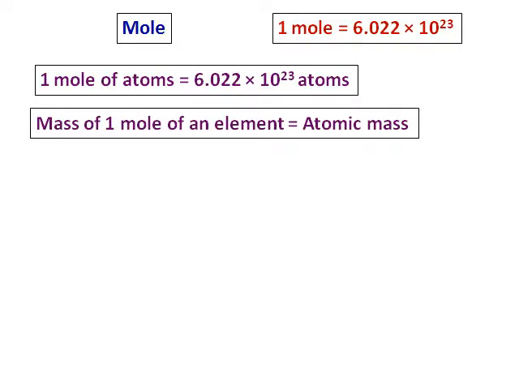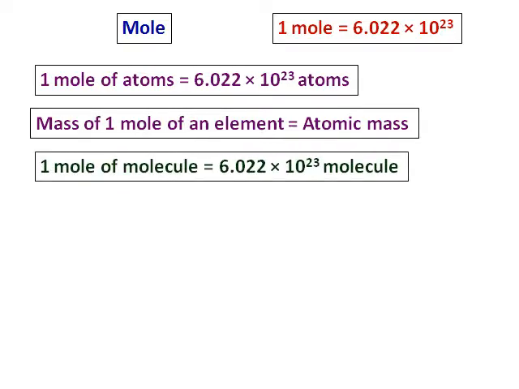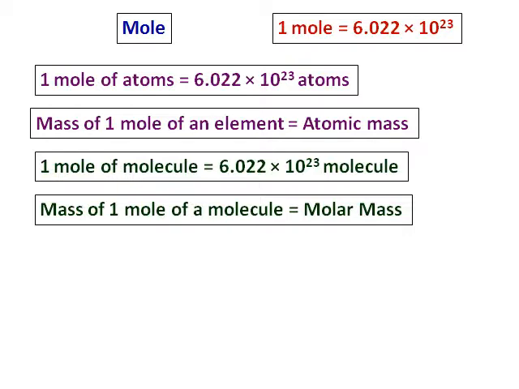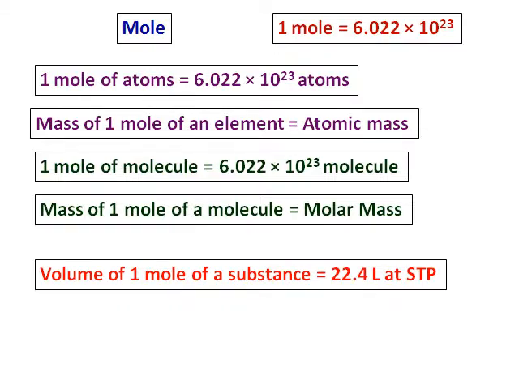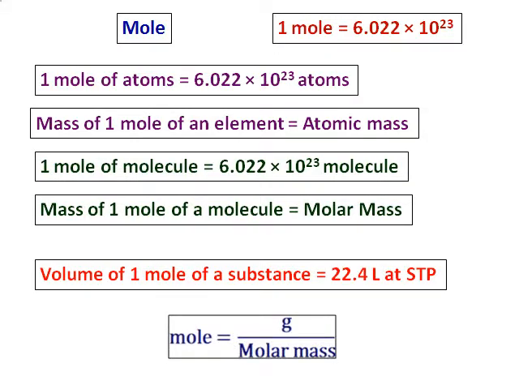And you should also know that the mass of 1 mole of an element is its atomic mass. And 1 mole of a molecule means it will have 6.022 × 10^23 molecules. And the mass of 1 mole of a molecule is the molar mass. So remember these two facts: 1 mole of an element's mass is atomic mass and 1 mole of a molecule's mass is molar mass. And the volume of 1 mole of a substance is 22.4 liters at STP. And the relation between mole and molar mass is mole equals gram over molar mass. So whatever we have given in this slide is important to do various questions on moles.